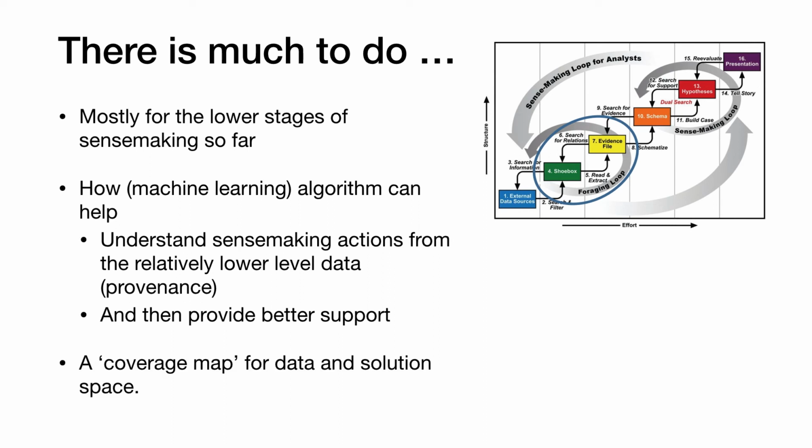Another very interesting thing I would like to explore is providing a coverage map for data and possible solution space. For example, in SenseMap, if you know you want to compare 5 different models, you can see, okay, I have compared 3 models so far and I still need to collect information of 2 other models to add them to the comparison. And for each model, is any particular information still missing?